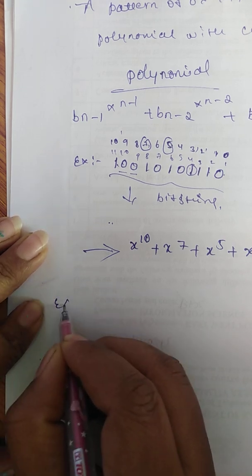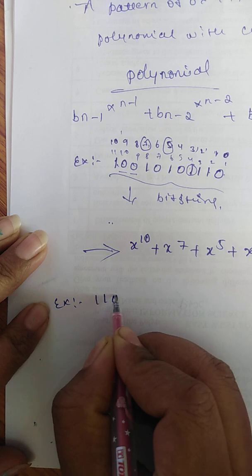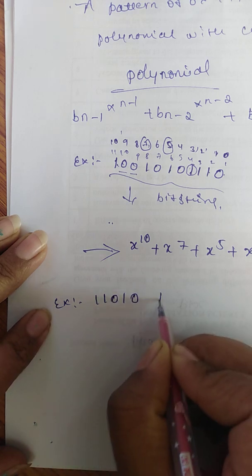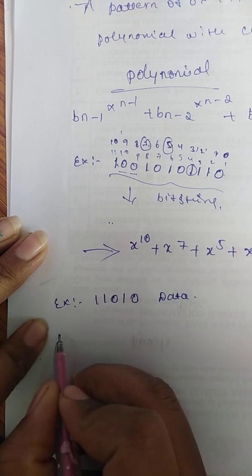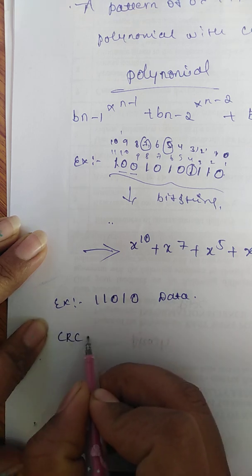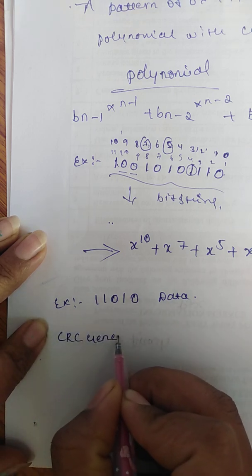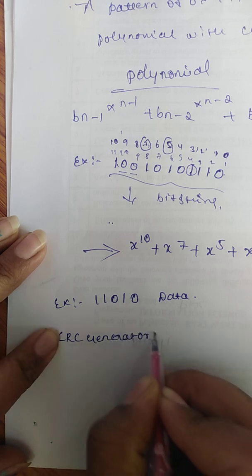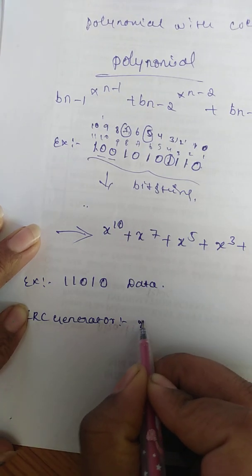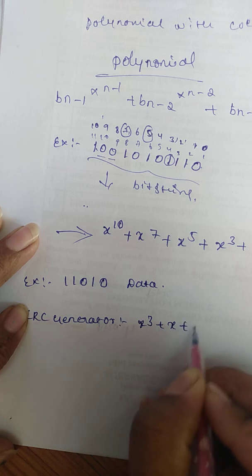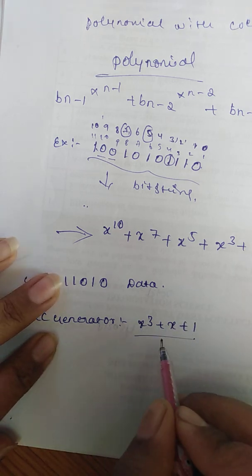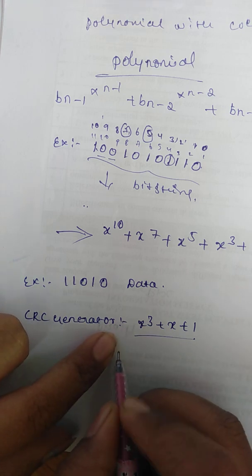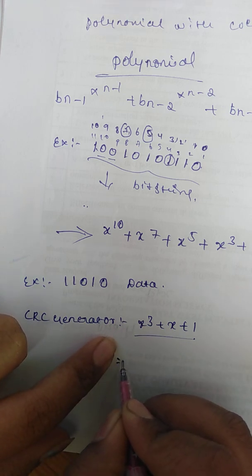I will take one example: 11010. This is the data. I will check the CRC. I will take the generator x cubed plus x plus 1. This is the generator I will take. Here I will take an example.